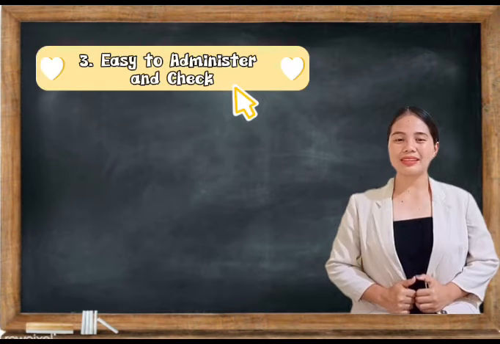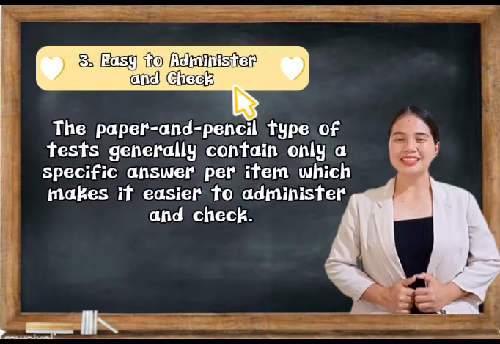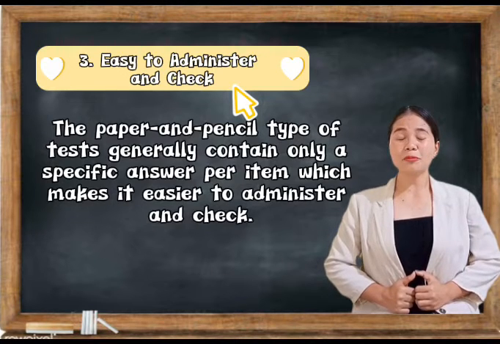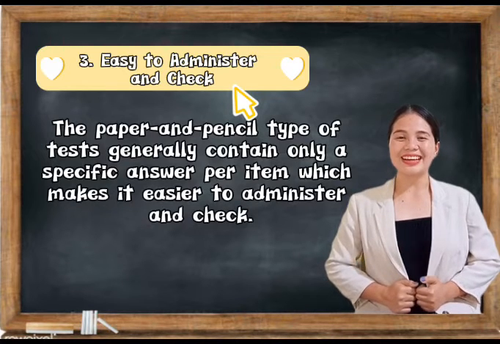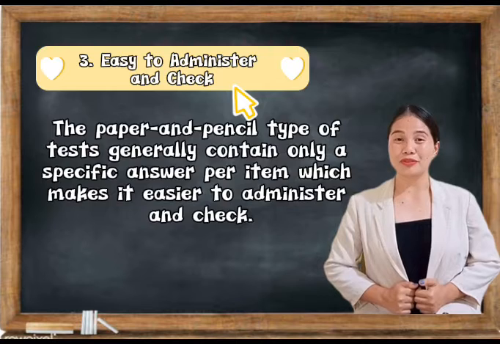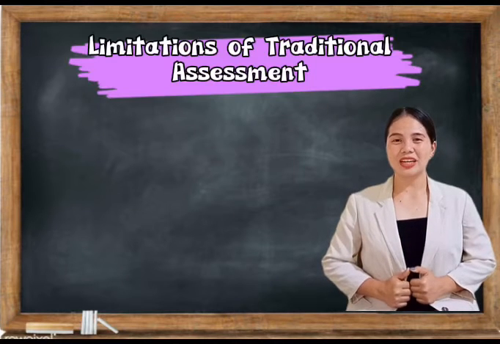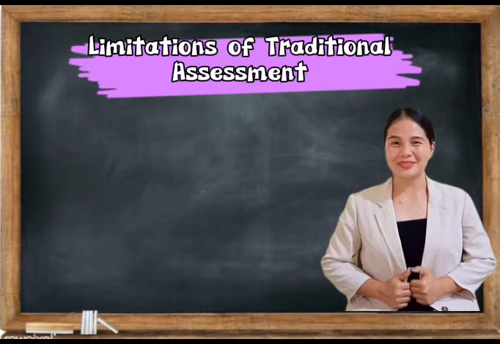Next, we have easy to administer and check. The paper and pencil type of test generally contain only specific answer per item, which makes it easier to administer and check. Unlike performances, this type of assessment focuses only on a specific learning outcome and does not require more time and effort. Now let's proceed to the limitations of traditional assessments.